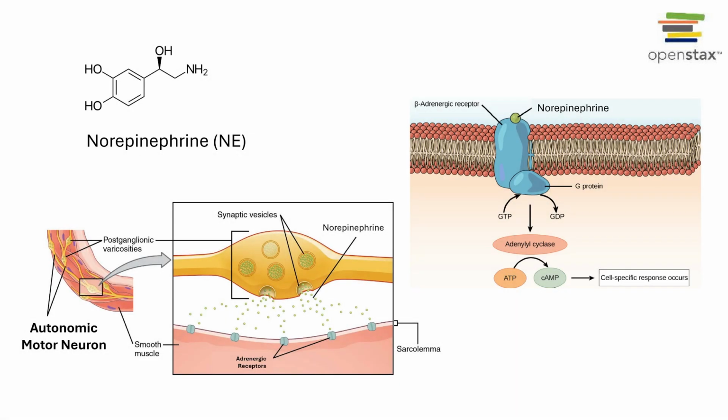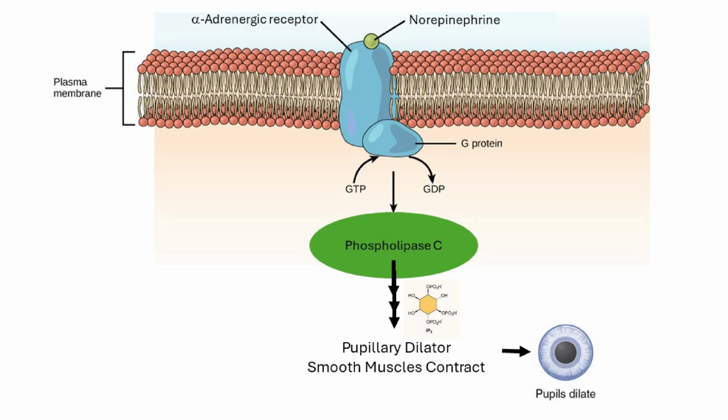Norepinephrine is an important neurotransmitter in both the central and peripheral divisions of the nervous system. This is a key neurotransmitter used by motor neurons in the sympathetic division of the autonomic nervous system. Norepinephrine binds adrenergic receptors, all of which are metabotropic, with alpha and beta subtypes linked to different second messenger signaling pathways. In this example, we see how norepinephrine activates alpha-adrenergic receptors to stimulate contraction of pupillary dilator smooth muscle cells in the iris.